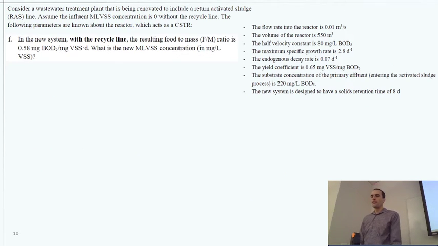Okay, so part F says, in the new system with the recycle line, the resulting food to mass ratio is 0.58 milligrams BOD5 per milligrams VSS per day. What is the new MLVSS concentration in milligrams per liter VSS? So go ahead and give this a minute. I'm going to go ahead and rewrite this equation here for you.